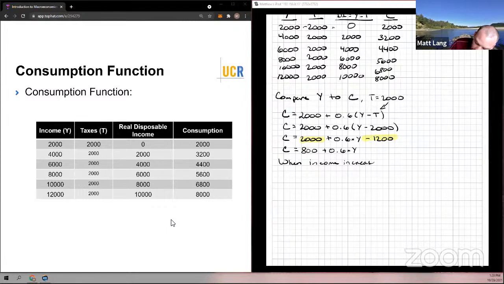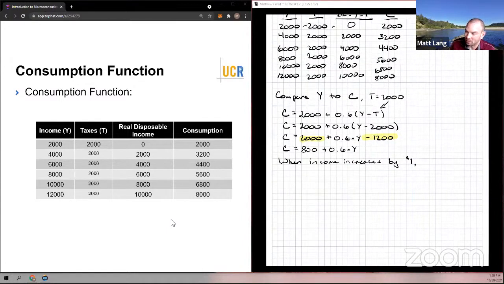increases by $1, what happens to our consumption? It's going to go up by 60 cents, right? Our C increases by 0.6. This means that the slope is still MPC equal to 0.6. That slope that we found from before, right? We've got the same slope as we had.